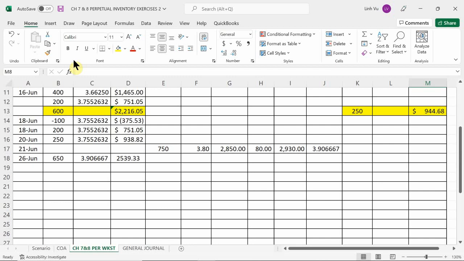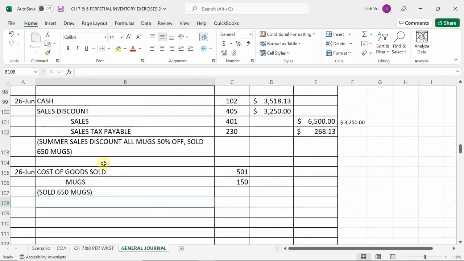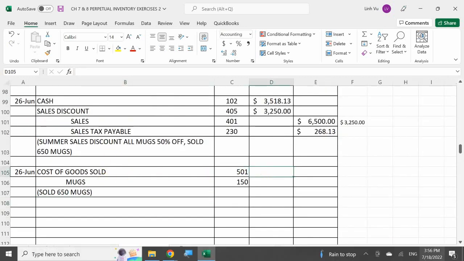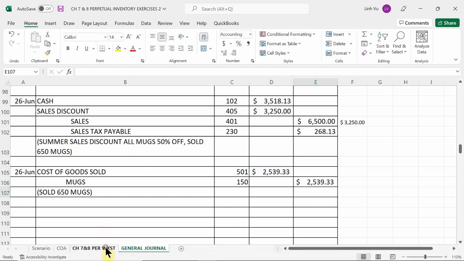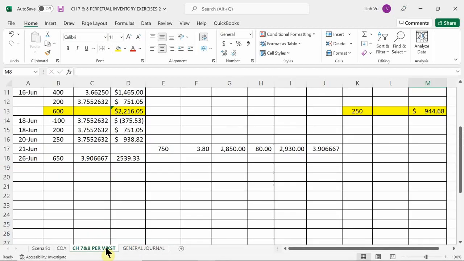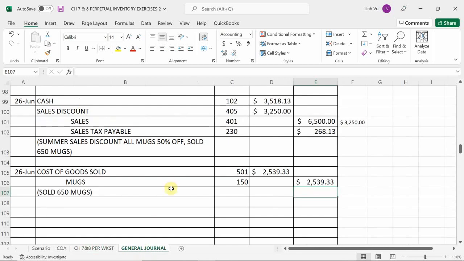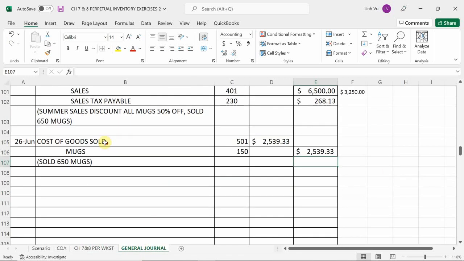So in this case, we sold a grand total of $2,539.33. Okay? So that's what I need to record. 25, 39, and 33 cents, right? 25, 39, 33. Okay? Good. All right.